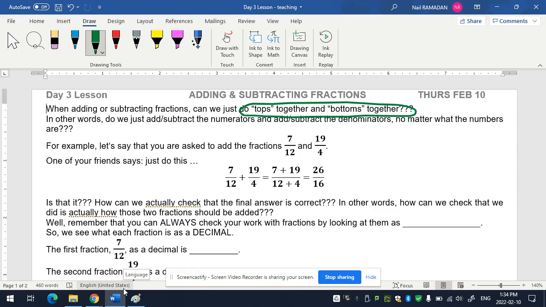So one of your friends says, oh, you want to add these up? Everyone, pencils down. Just focus here. You want to just add these up? Great. Then just add them up.